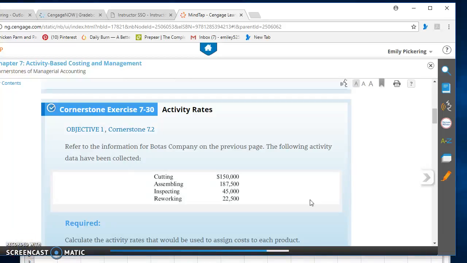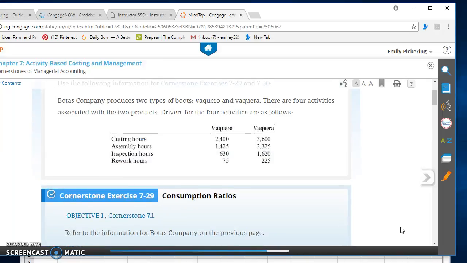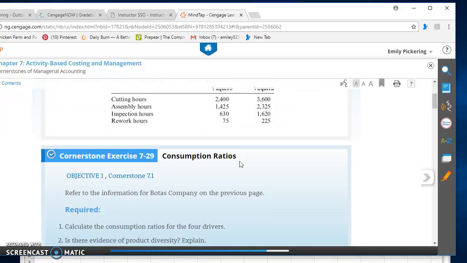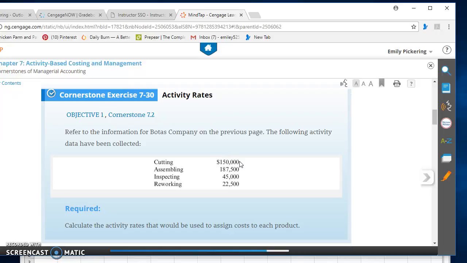All right, so this is chapter 7. I'm going to do a lot of the exercises so you can kind of see how everything goes down with activity-based costing. For this one, our cutting hours for each of these boots are here, assembly hours, inspection hours, and rework hours. So I'm going to skip 29. We're going to go to 30. So we want to calculate the activity rates that would be assigned to each product.